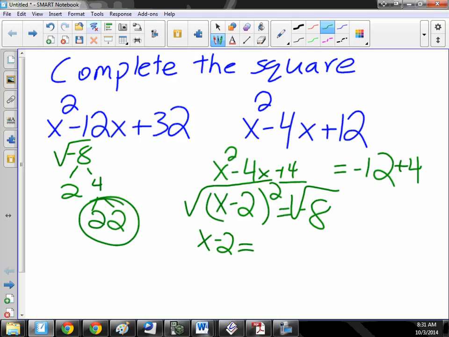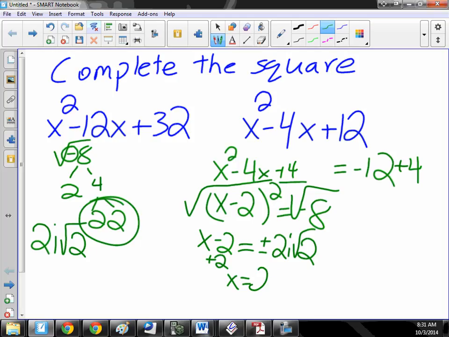I can pull out a set of 2's, and the negative becomes an i, and the leftover is a 2. So the root of negative 8 is 2i root 2. Yeah, so over here we have plus or minus 2i root 2, and I add 2, and x equals 2 plus or minus 2i root 2. Does that make sense?